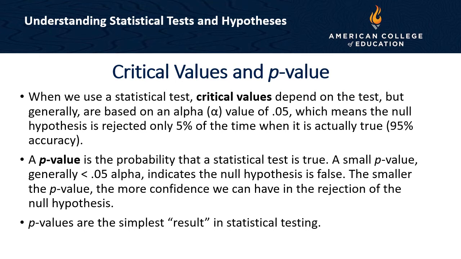The p-value is the probability that the statistical test is true. A small p-value, generally less than 0.05, indicates that the null hypothesis is false.